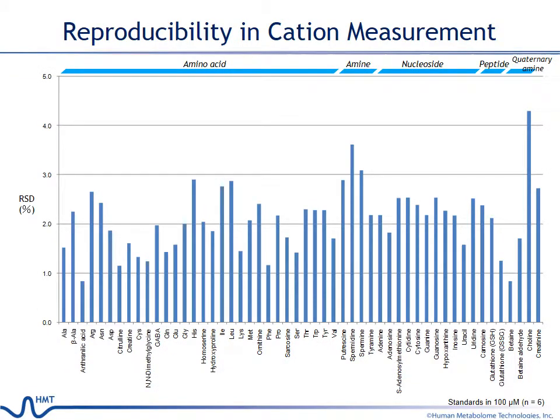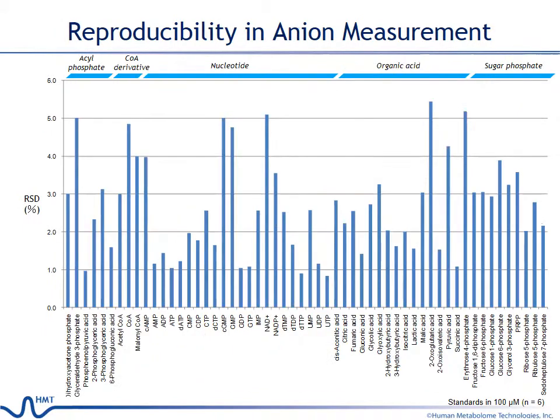Here you can see the low RSD achieved as a result of measuring a 100 micromolar cationic solution 6 times. Typically, RSDs are at 2% or below. Similarly, low RSDs are achieved in anion measurement mode, again with most RSDs at 2% or below.